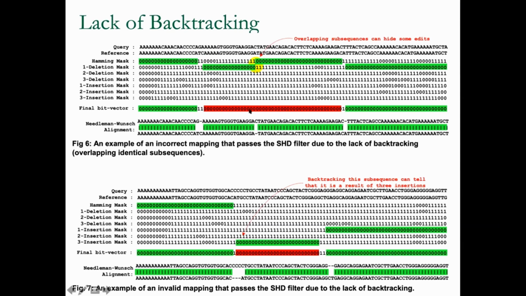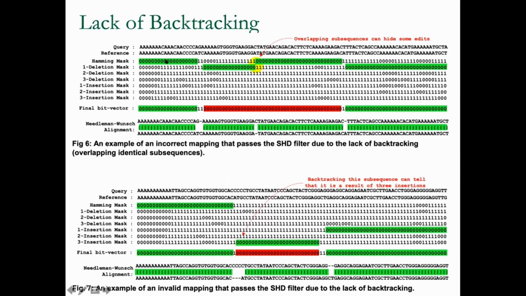Okay. Yeah, so lack of tracking always can cause a problem. Why is that? Because think about the things highlighted in yellow. There are no ones over there, right? So once we do the AND operation, it sounds like a single segment in the final bit vector, and it sounds like we don't have any edit operation happening over there.